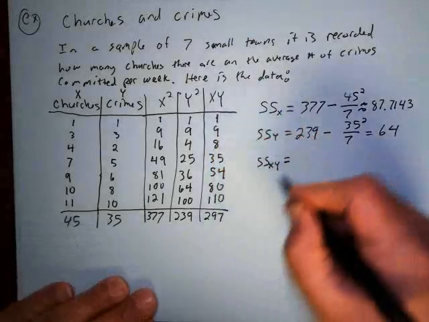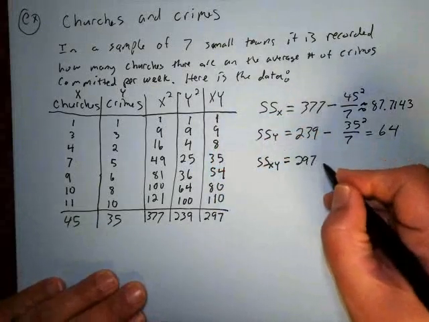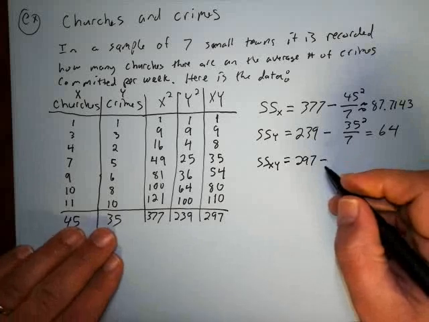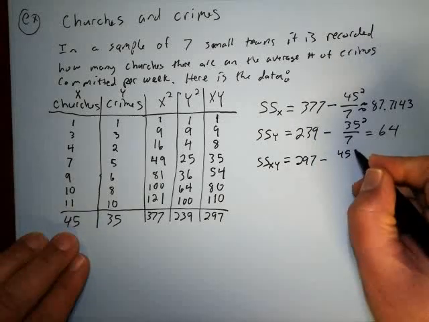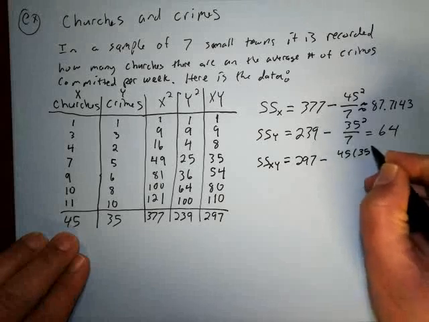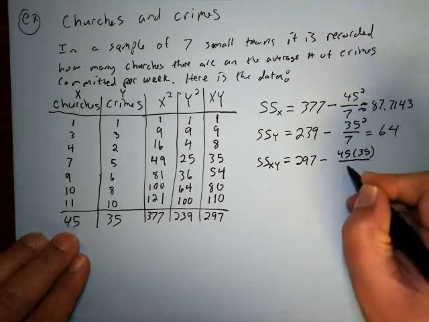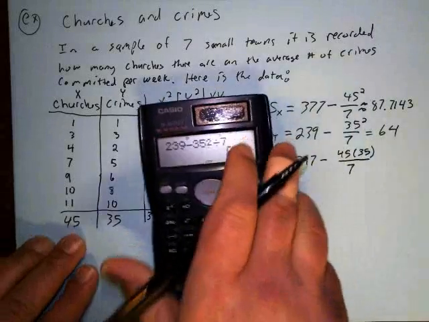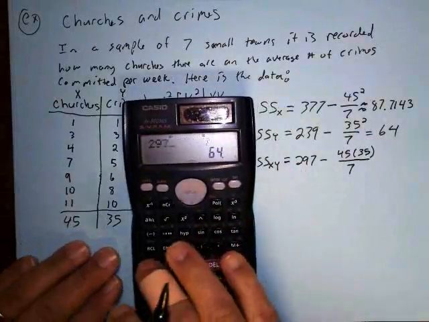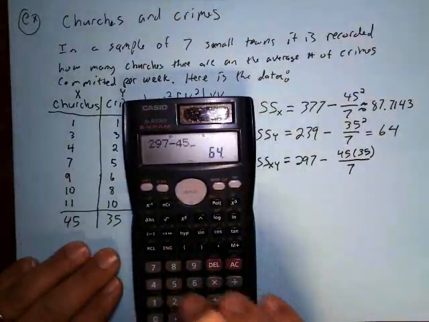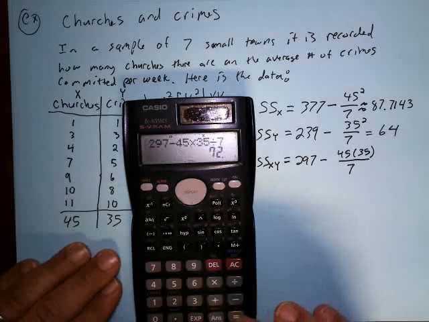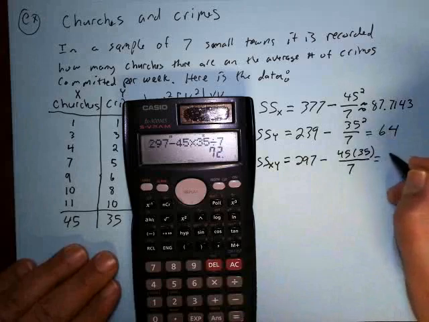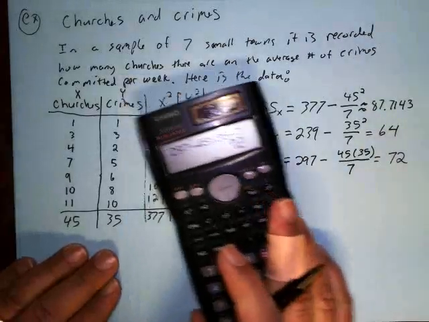Here we got the sum of x times y, so 297, minus the sum of x, which is 45, and the sum of y, which is 35, divided by 7. So 297 minus 45 times 35 divided by 7. And again, the number turns out pretty nice, 72.